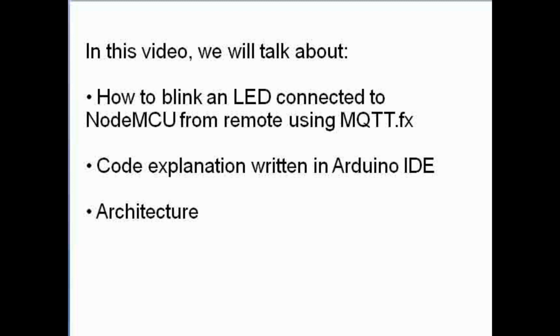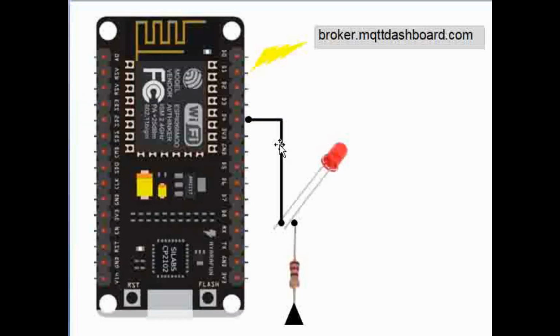So if you see, this is how we have connected. We have connected an LED to D4, and then we are communicating to a broker called broker.mqtt-dashboard.com. This is the address that we have in our client, and we'll be communicating with this broker by sending a message and then receiving a message from the broker. So let us see the code and get a brief explanation of how it is written.